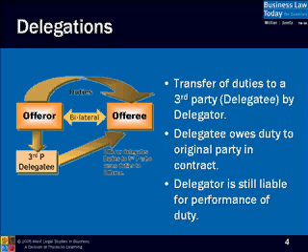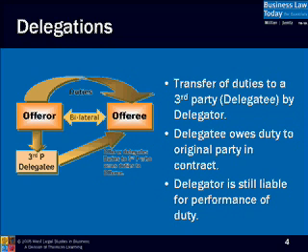So with every class, we always introduce new terms. In this case, the person who assigns a right is the assignor. The person who receives that right is the assignee. The person who delegates is the delegator. And the person who is delegated the duty is called the delegatee.